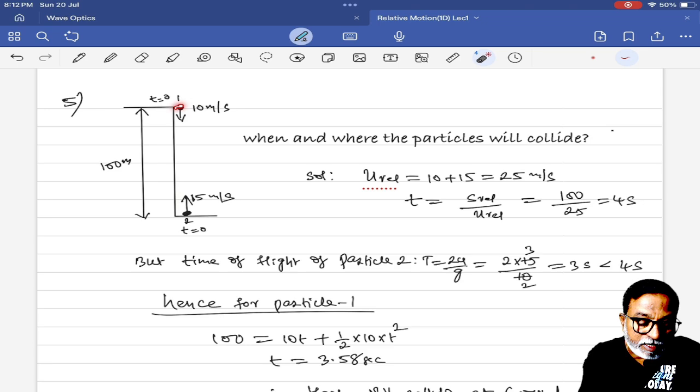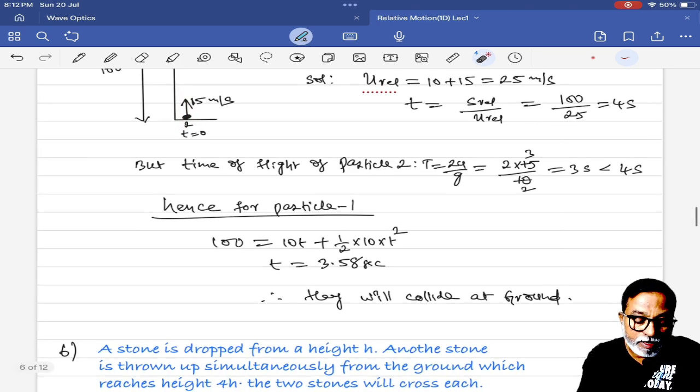Hence for particle 1, s is equal to ut plus half a t square, 100 is equal to 10t plus 1 by 2 t square. Therefore t is equal to 3.58 seconds.